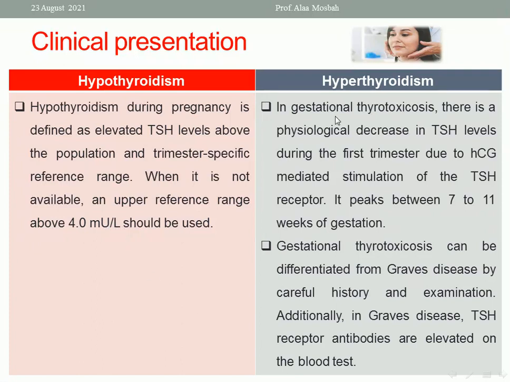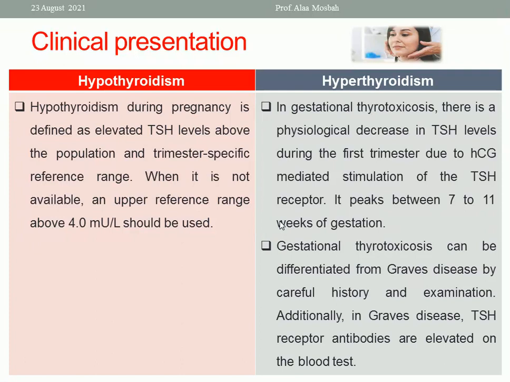What about hyperthyroidism? Hyperthyroidism has some speciality because it has something called gestational thyrotoxicosis, as I mentioned before, that simulates that occurring during molar pregnancy. There is a physiological decrease in TSH level during the first trimester due to HCG-mediated stimulation of the TSH receptors. It peaks between 7 to 11 weeks of gestation.